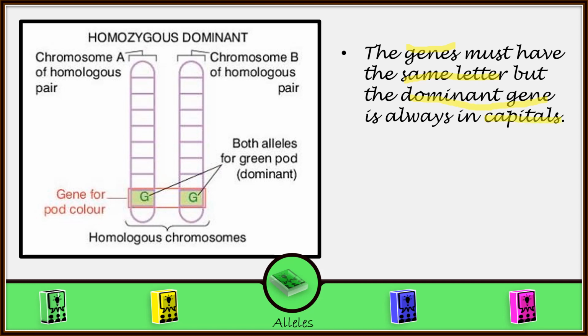So for example, here, our gene for pod color has two letters, and they are the same letter, but both of them are dominant genes. Therefore, both of them are represented by capital letters.